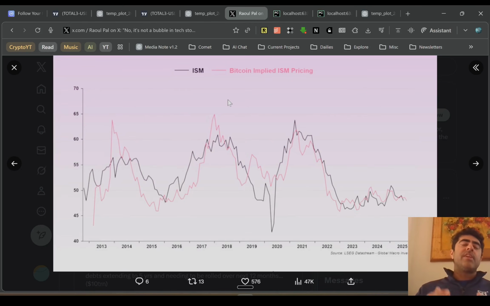The PMI is produced by the Institute of Supply Management, and it's a measure that has a neutral value of around 50, right? And when it's above 50, the economy is starting to expand, and when it's below 50, it's contracting, right? And so what his take is, like, look, the Bitcoin pricing is closely correlated with the ISM pricing, right?